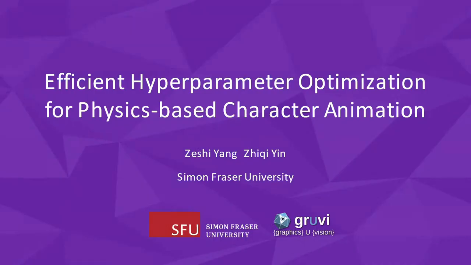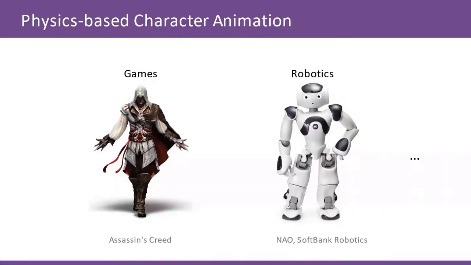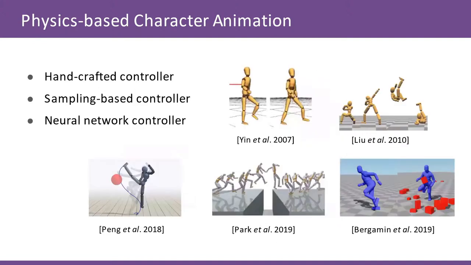Today, I will present our work, Efficient Hyperparameter Optimization for Physics-Based Character Animation. Physics-based character animation has a wide range of applications in our everyday life, such as animated characters in games and robotics. It has made significant progress in recent years, from hand-crafted controllers like Simbicon, to sampling-based controllers like SamCon, and to recent neural network controllers such as DeepMimic. These neural network controllers are trained by deep reinforcement learning and have been used to produce various realistic motion skills.